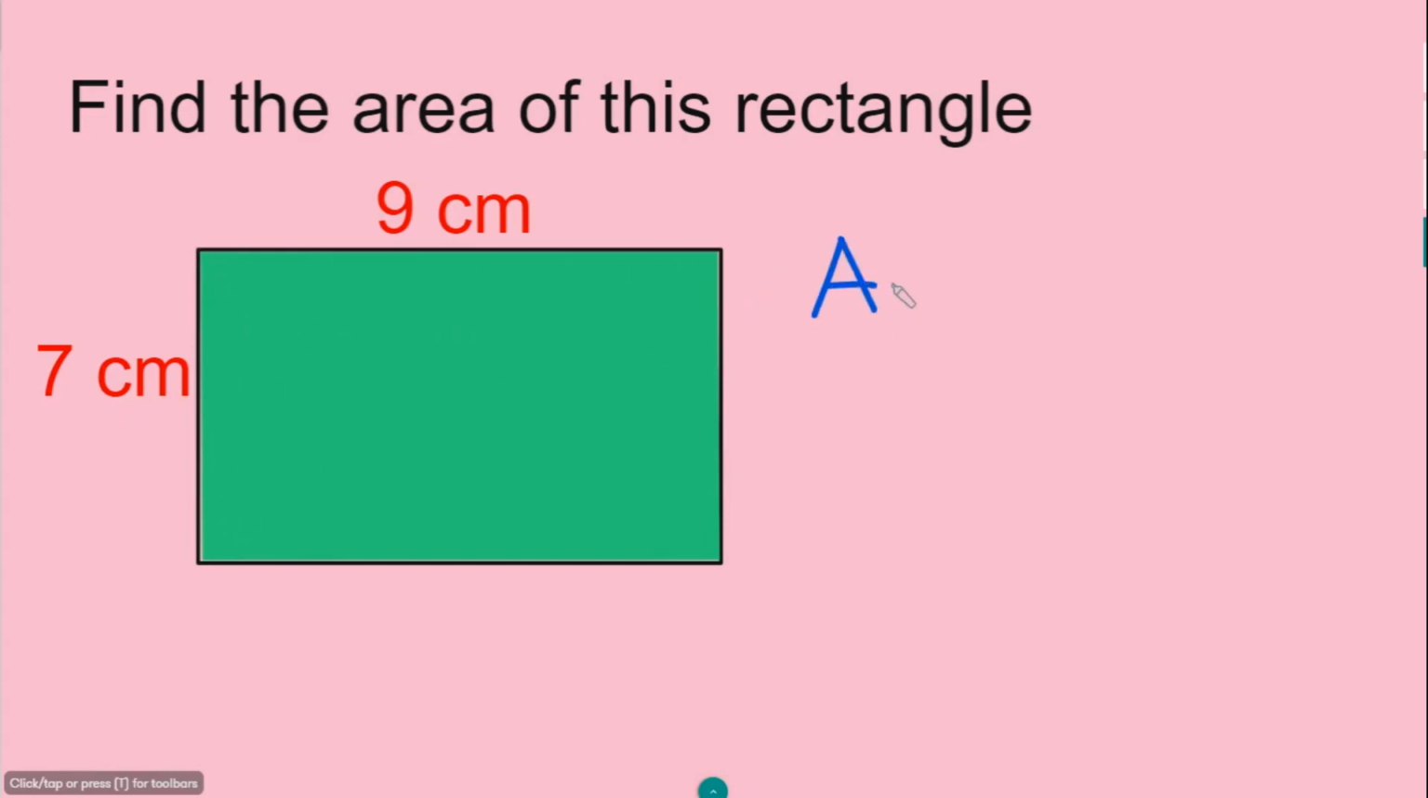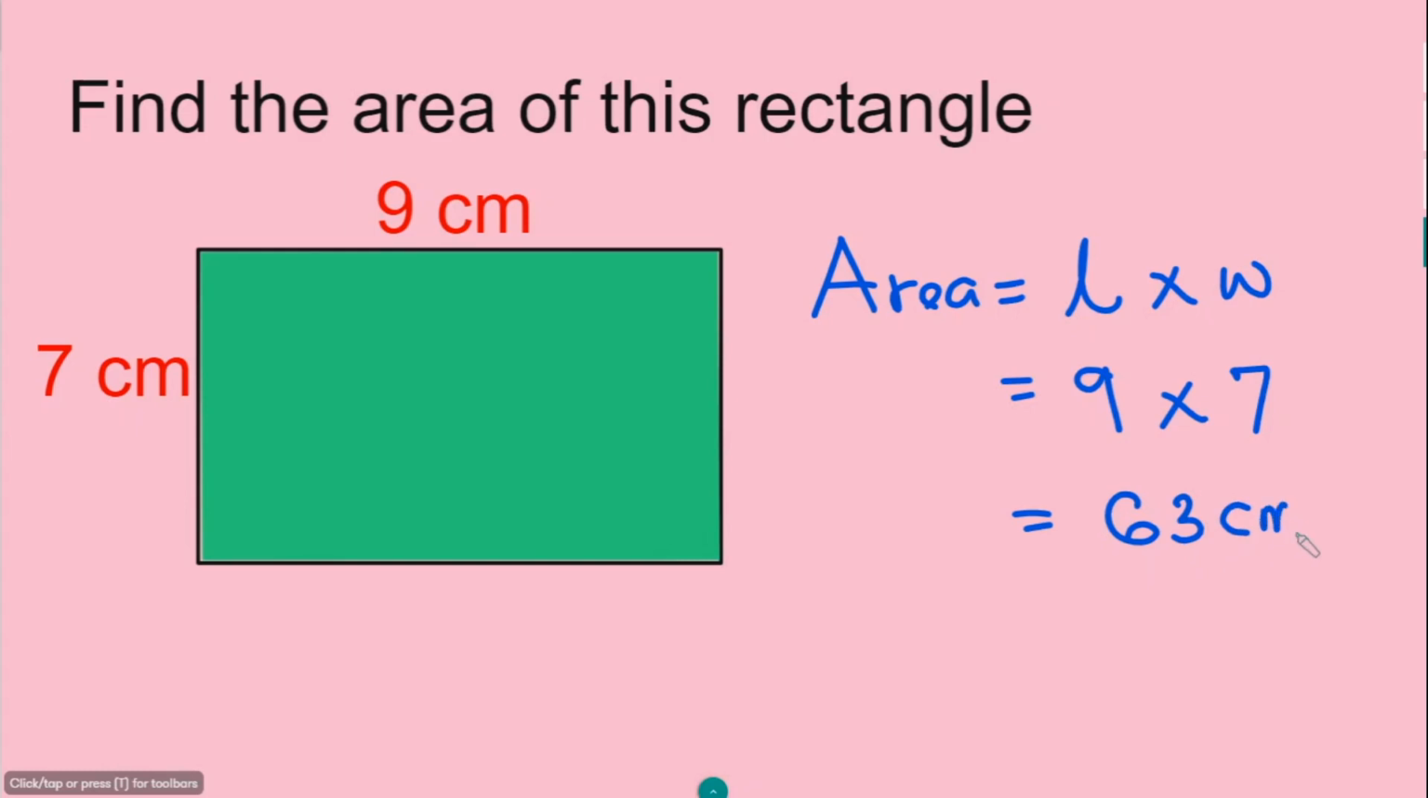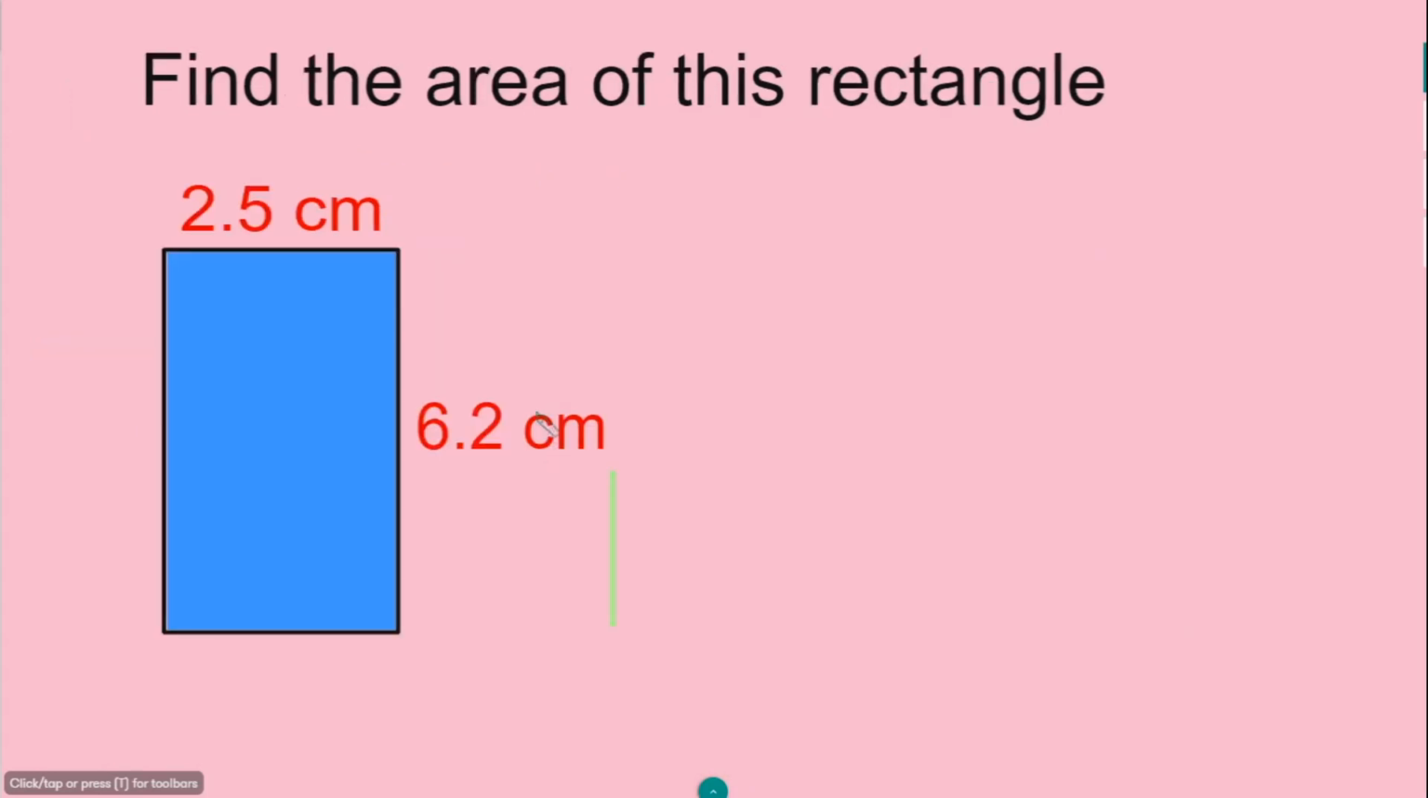Again, as before, the area of a rectangle using the formula method is the length times the width. Here the length is 9 and the width is 7. If you multiply 9 times 7, you get 63. Of course, you put your unit, 63 centimeters squared. And now we'll move on to the next question.